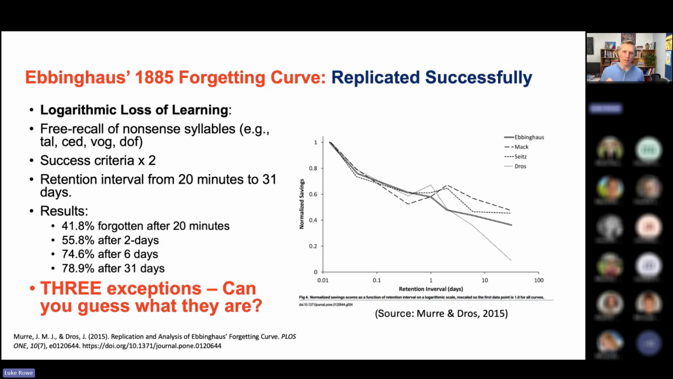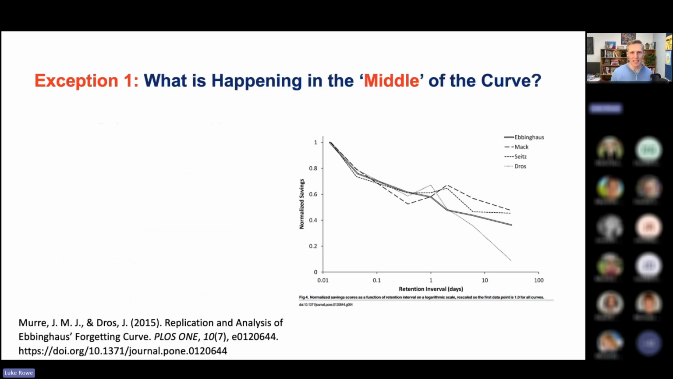And it points to the benefits of distributed practice and why that works. So can you tell me what the exceptions are? The first is what's happening in the middle of the curve. Right, so you look at the curve to your right of screen. Why has it got this middle section, this middle plateau? So maybe you can write in the chat what's going on there.